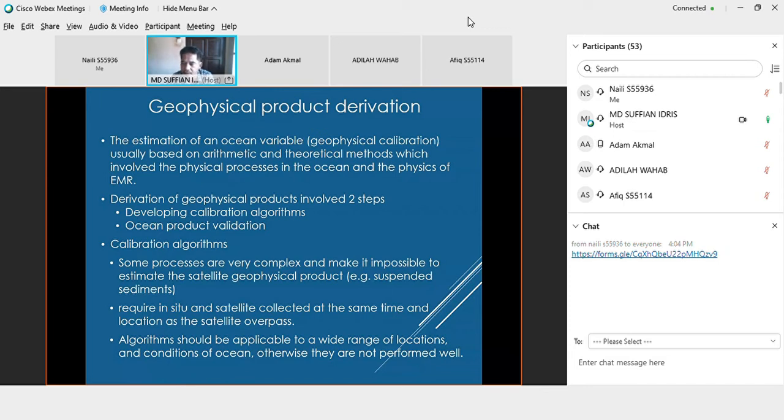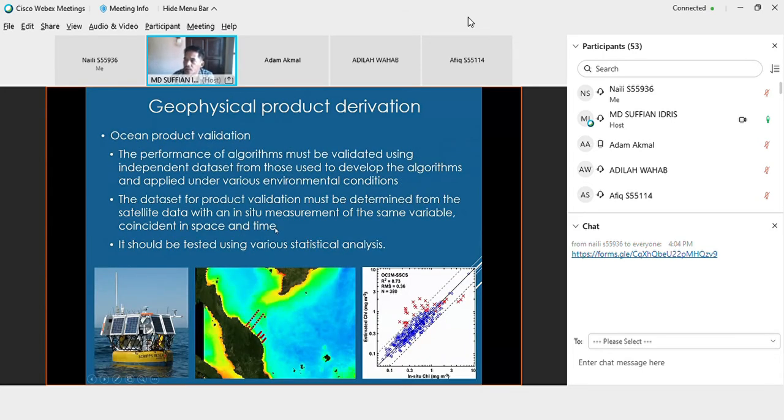So you develop the algorithm. This process is very complex lah, involving mathematical equations. And this algorithm should be applicable to a wide range of locations, to a wide range of water conditions. And then number two, ocean color ataupun ocean product validation.